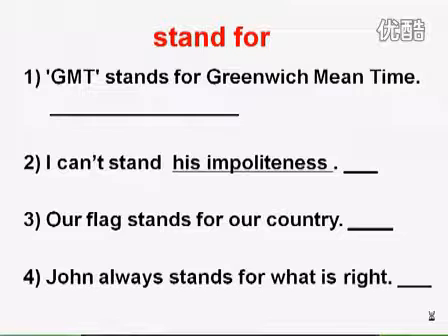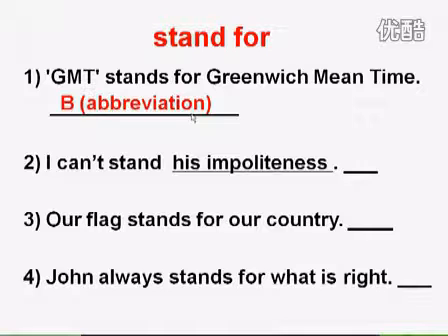Well, GMT stands for Greenwich Mean Time. Here stands for means what? 格林威治时间。那么这里的 stands for 应该是 be abbreviation, 简称简写。Now here, I cannot stand his impoliteness. Here, stand, but now stands for, right? Here, stand means bear or tolerate, 忍受、承受。我再也不能忍受他的无礼了，对吧？Impoliteness.